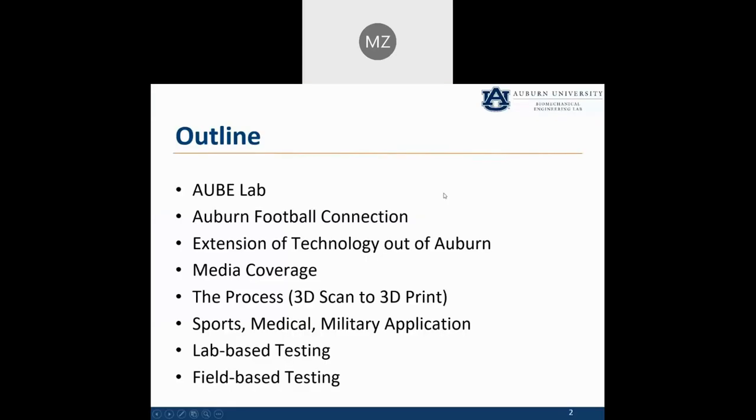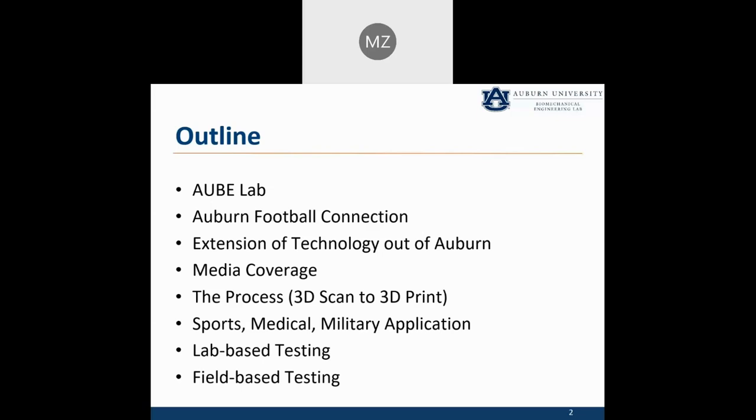First, I'd like to show you an outline of what we'll be talking about today so that there are no surprises and you can anticipate what I'll be discussing. I'll start by showing a few images and some details of my lab. I run a biomechanics lab. I call it the Auburn University Biomechanical Engineering Lab. We call it the Aubie Lab for short.